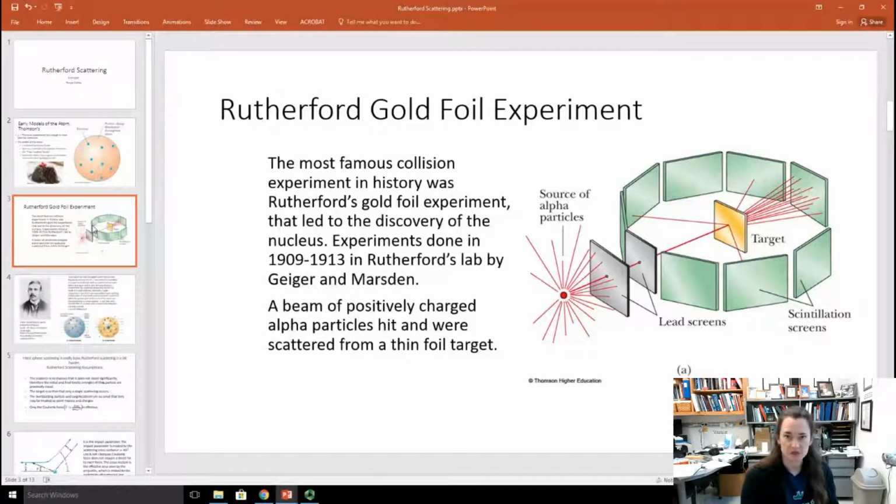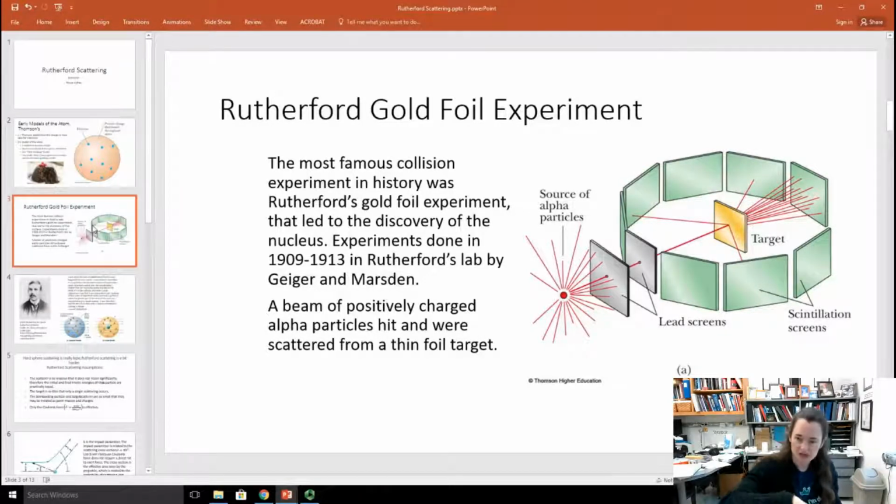The setup for these experiments was they took a source of alpha particles. Alpha particles are just helium nuclei, right? So 2 protons and 2 neutrons. Then they accelerated the alpha particles away from the radioactive source using a voltage, and they collimated the beam by a series of pinholes. They then had these highly energetic alpha particles incident on a very thin gold foil target. I believe the thickness was about 600 nanometers.